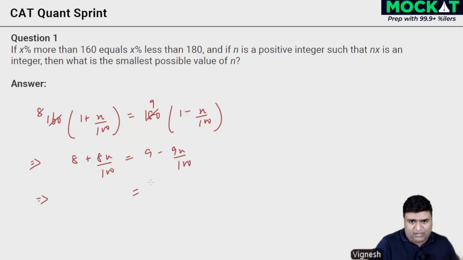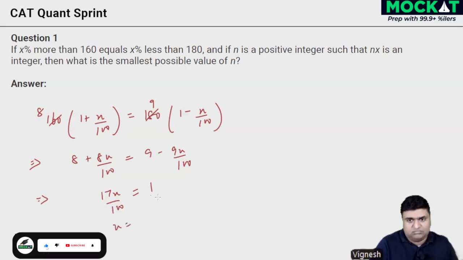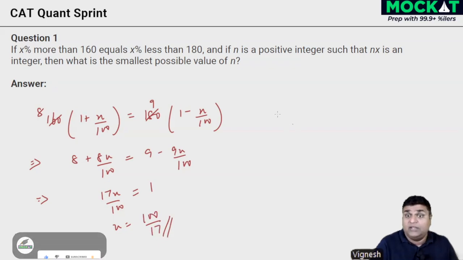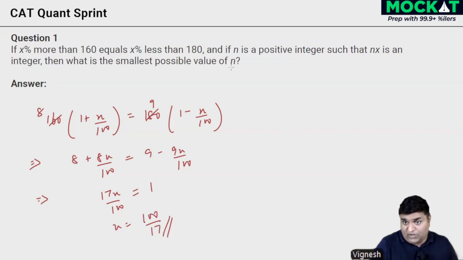Take the 8 there and you get 1, and you bring the 9x over here and you're getting 17x by 100. X equals 100 by 17, right? So x equals 100 by 17. Now what is the smallest value of n such that nx over here is going to be an integer, and n is a positive integer? Smallest value I have to multiply this with to get an integer is going to be 17, so that the denominator gets cancelled over here. So therefore 17 is the answer, right? 17 is going to be the value of n, so that nx becomes an integer.